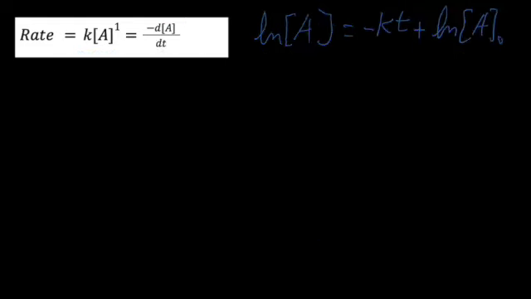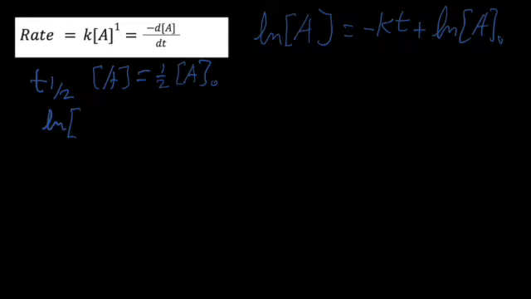So very similarly to the last one, we can also find t1/2, which is the half-life, and that occurs when the concentration of A is 1/2 the initial concentration, because half of the amount of that substance has disappeared. It has formed into product. And so what we can say is that the natural log of 1/2 the concentration of A naught equals negative k t1/2 plus the natural log of the initial concentration.